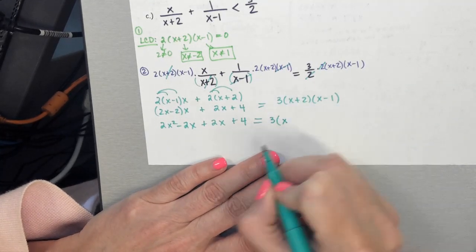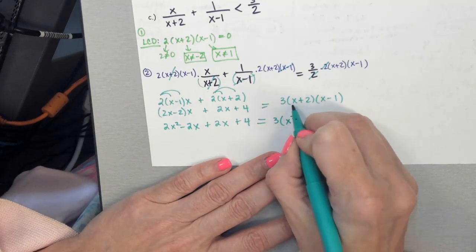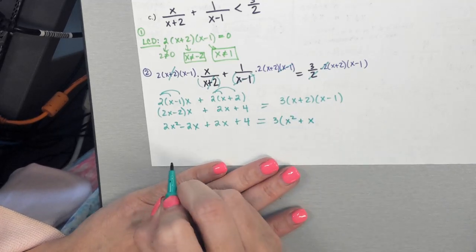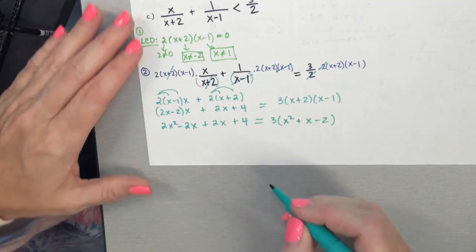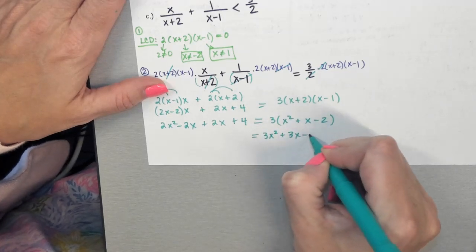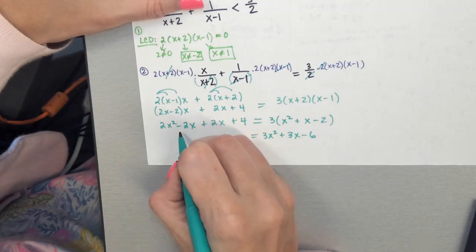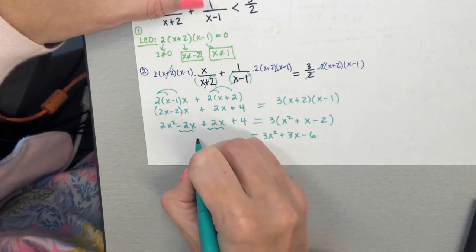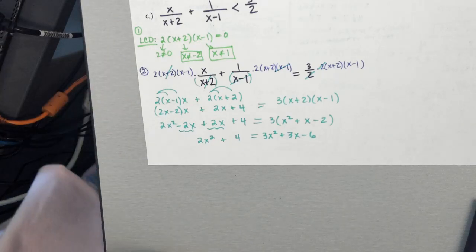So x plus 2 times x minus 1 is x times x, which is x squared. 2x minus 1x is going to be 1x. 2 times negative 1 is negative 2. So I have 3x squared plus 3x minus 6. And we're going to clean up this side. So the negative 2x and the 2x make 0, so you just have 2x squared plus 4. And this is what we had on the bottom of the last page.